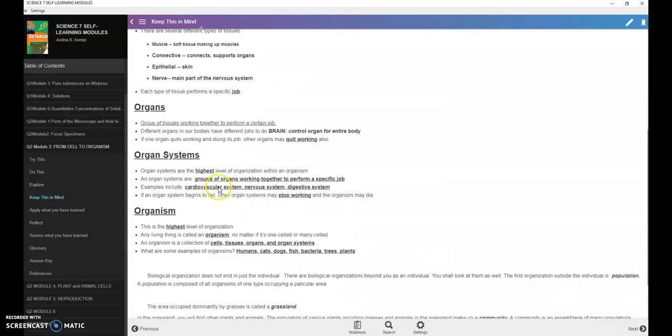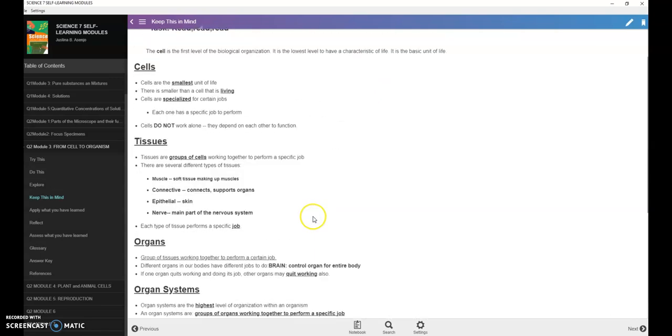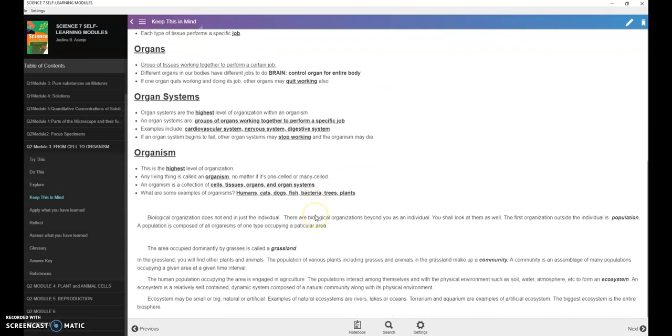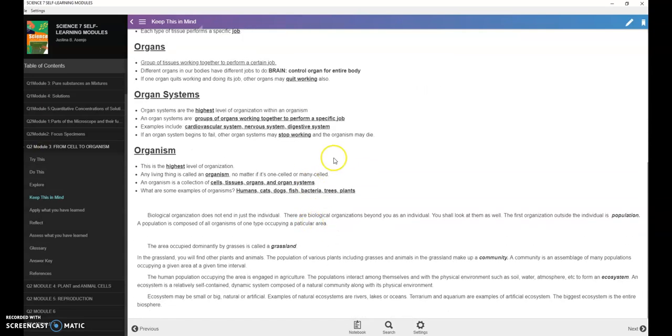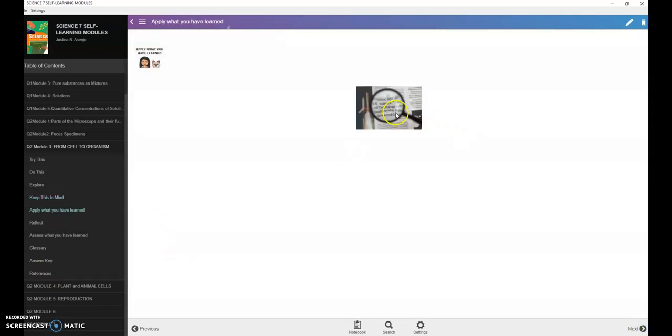So, dito nakalagay yung mga dapat ninyong malaman tungkol sa discussion natin. So, basahin lang ninyo ito at nandito lahat, no? Nandito lahat yung kinakailangan ninyo sa from cell to organism na topic. So, your task is just to read, read, read. Then, next, we have this application of what we have learned.